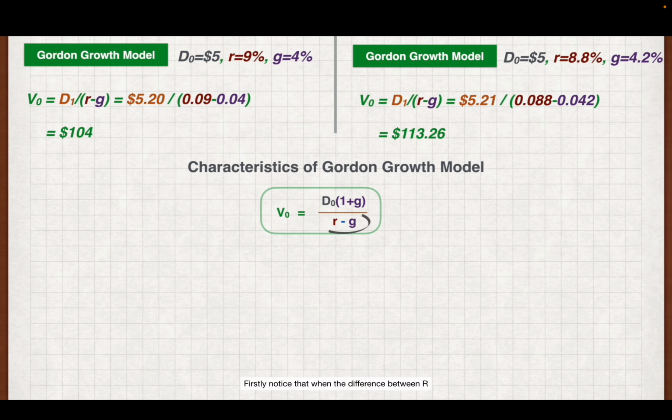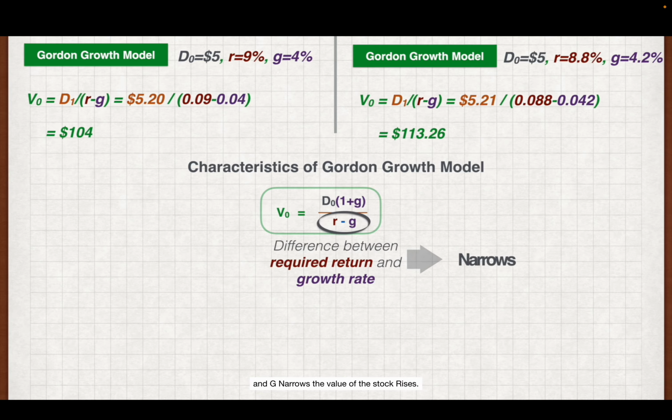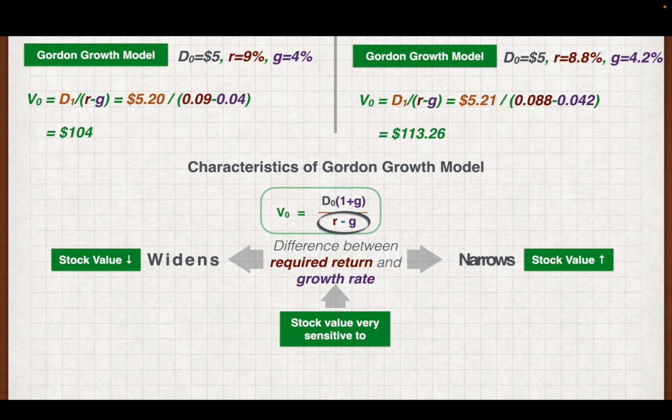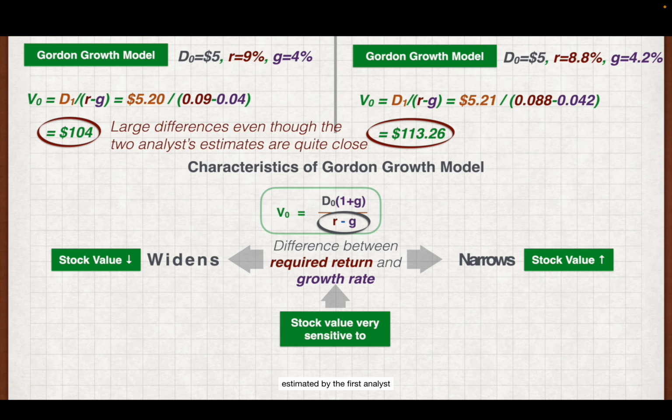There are a few characteristics about the Gordon Growth Model that you can infer from these two calculations. Firstly, notice that when the difference between R and G narrows, the value of the stock rises. The reverse is also true. When the difference between R and G widens, the value of the stock falls. Also, the stock value is very sensitive to changes in the difference between R and G. As you can see from this example, even though the second analyst's estimates of the growth rate and required return are just slightly different from the first, the estimated stock value is much higher than the one estimated by the first analyst.